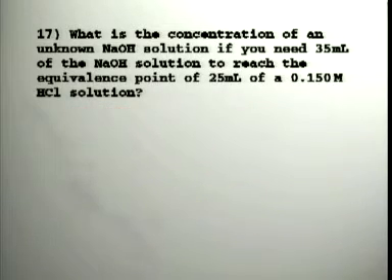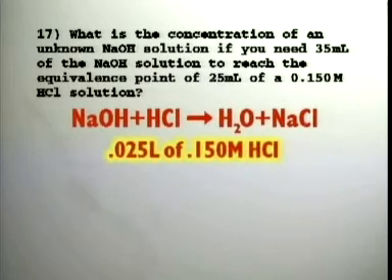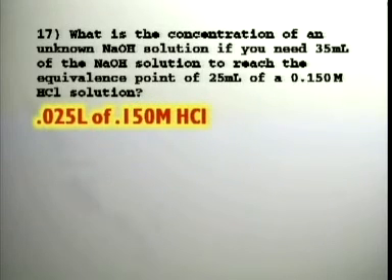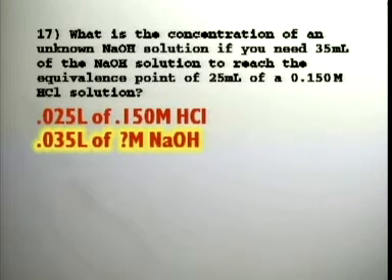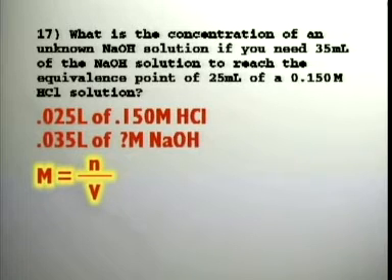Now, think about the problem. We started with 25 milliliters, or 0.025 liters, of 0.150 molar hydrochloric acid. What concentration would our 0.035 liters of NaOH solution have to be in order for it to react in a 1-to-1 ratio with 0.025 liters of hydrochloric acid? Remember the formula for molarity? M equals the number of moles, n, divided by the number of liters, L.